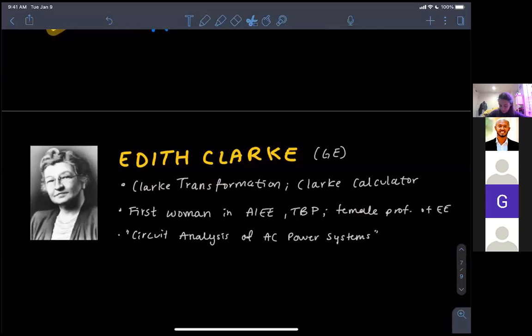She developed both the Clark transformation, which is a mathematical concept, as well as the Clark calculator, which is for power transmission lines. She was the first woman in the American Institute of Electrical Engineers, first one in Tau Beta Pi, and the first female professor of electrical engineering. She also did circuit analysis of AC power systems, a book based on her notes from GE. I've looked for a lot of other people of color engineers and found very little, though that definitely warrants a little bit more looking.